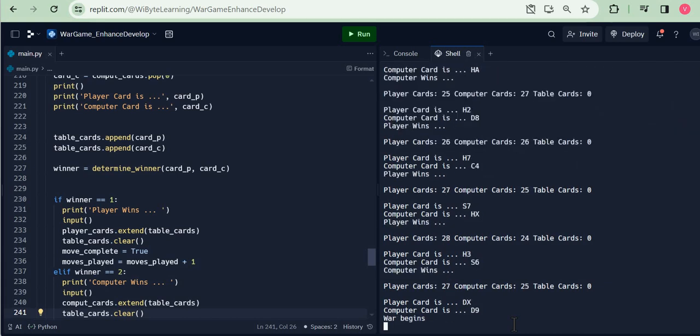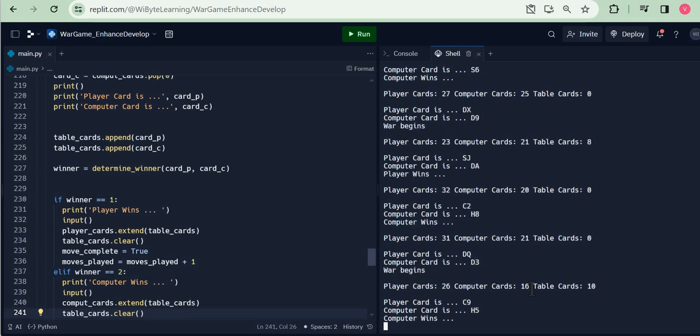So I'm expecting a war. Okay, so now there's a war here because both of them put out a diamond. Player has 27 cards, computer has 25 cards. At the end of the war, player has gone up because player won this. Player had put a spade card here. Player is now 32 and computer is at 20. Now we are implementing progressive wars. So wars are going to become more and more intense as we go on.